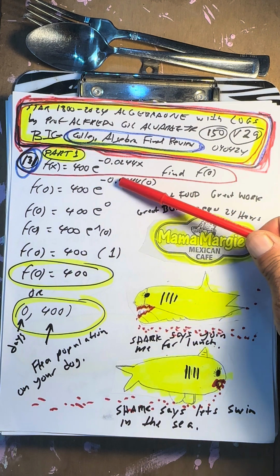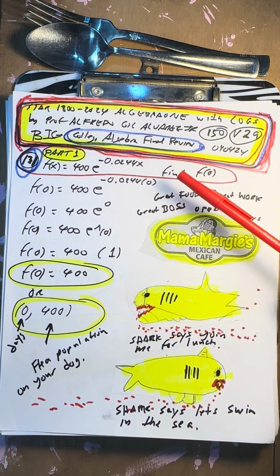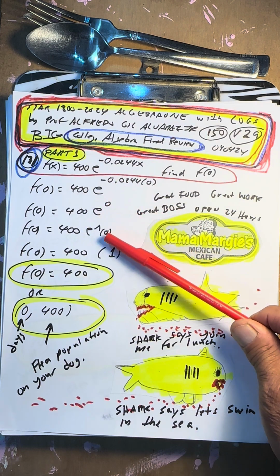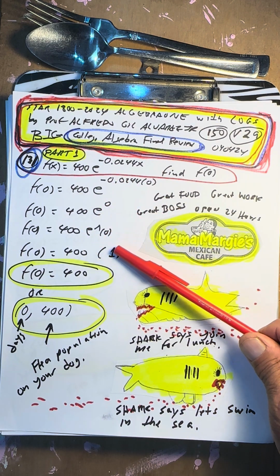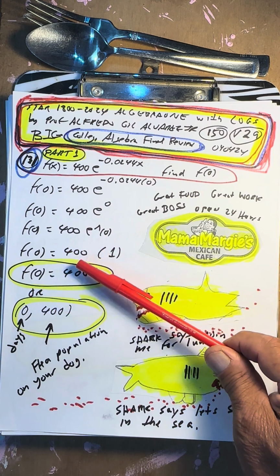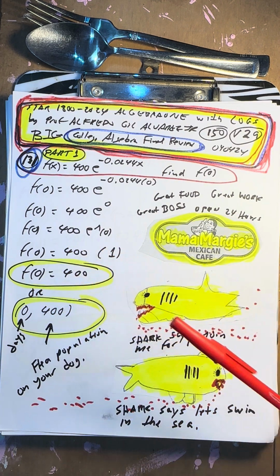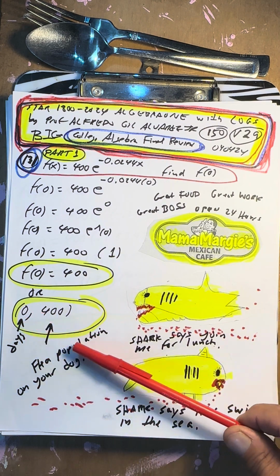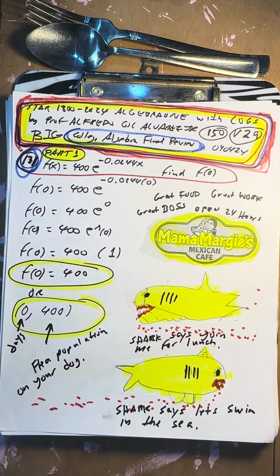So f of x equals this. Find f of 0. Put a 0 in for the x right here. 0 times that is 0. E to 0, guess what? That's going to be a 1 on your calculator, of course. So that's going to be 400 times 1 is 400. So f of 0 is what? 400. So what does that mean? Like day 0, like right now, the flea population of your dog is only 400. How's that? Okay, 400.